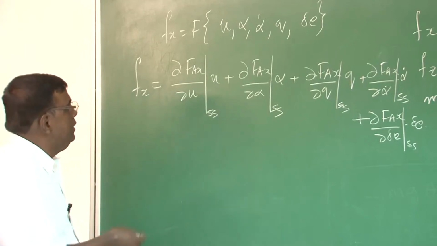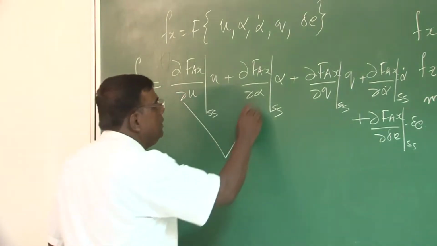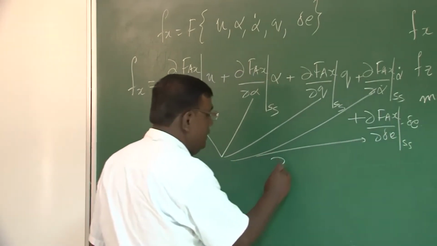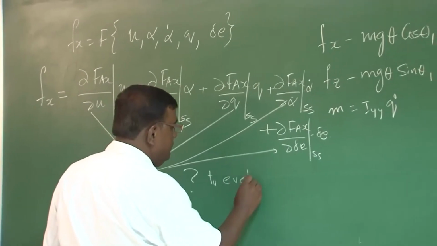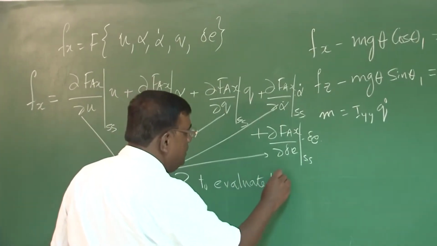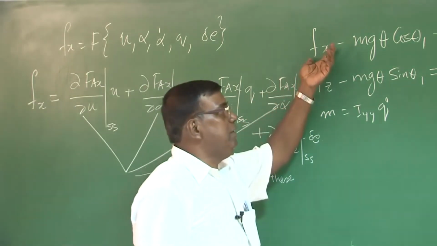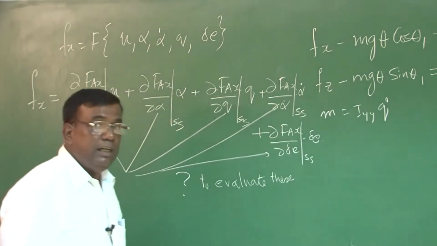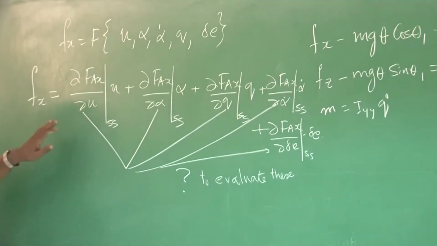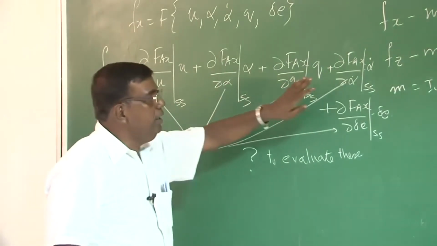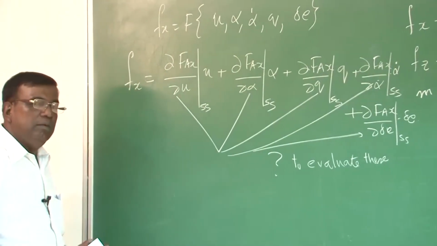So the next question comes, do I know how to evaluate this? How to evaluate this? If I know how to evaluate this, I should be able to make our life simpler because now I will be knowing how Fx explicitly is changing with motion variables and control variables. So let us take these derivatives one by one and try to see how it can be evaluated.